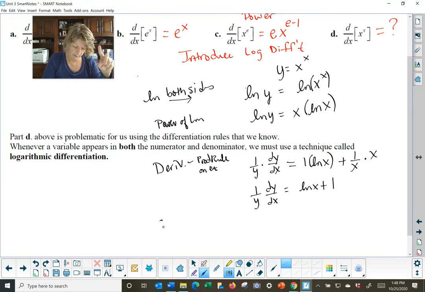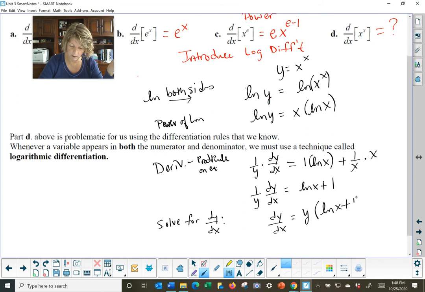Solve for dy dx, and we'll have our derivative. Yeah, this was a doozy. So we get dy dx equals, multiply both sides by y, and we get y times natural log x plus 1. Done. Now I need to have both the x and y values in order to find that derivative at a location, but that's okay. Or can I write this all in terms of x?